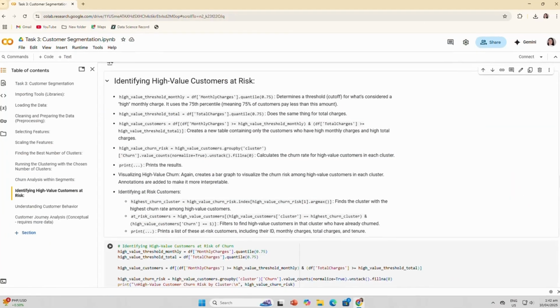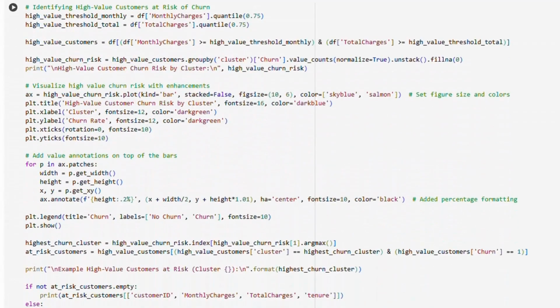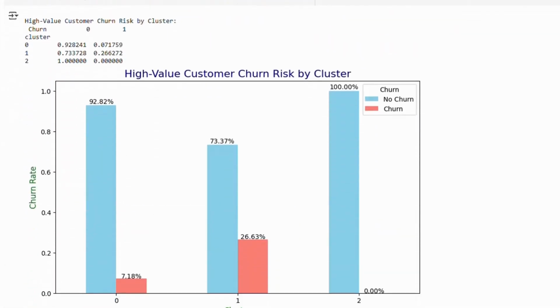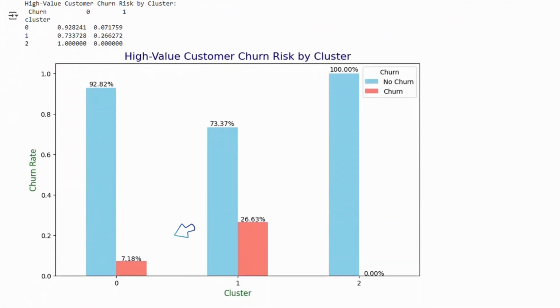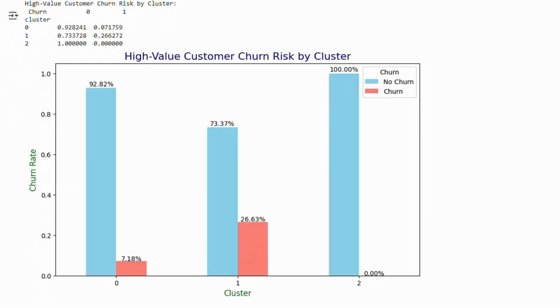We focused on high-value customers, those in the top 25% for both monthly and total charges. Cluster 0, strong retention, only 7.18% churn. Cluster 1, highest risk, with 26.63% churn. Cluster 2, perfect retention, 0% churn. Clearly, Cluster 1's high-value customers need immediate attention to avoid revenue loss.